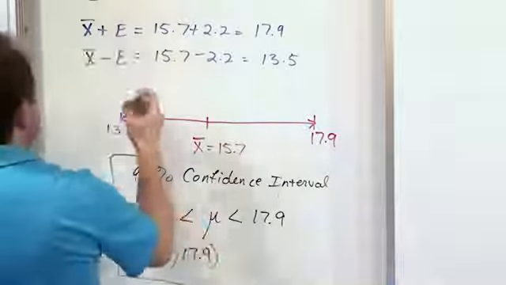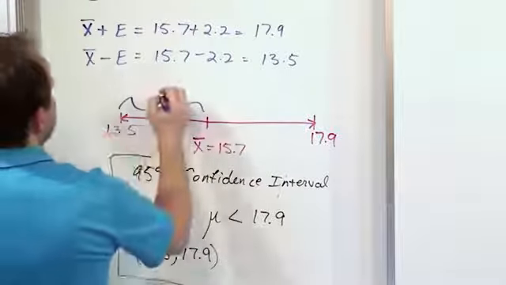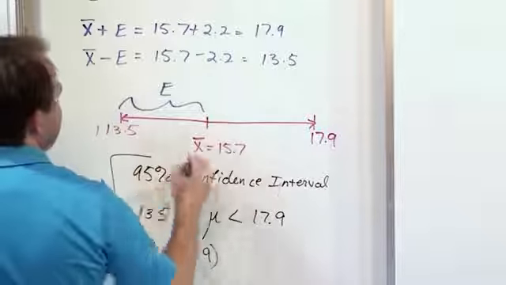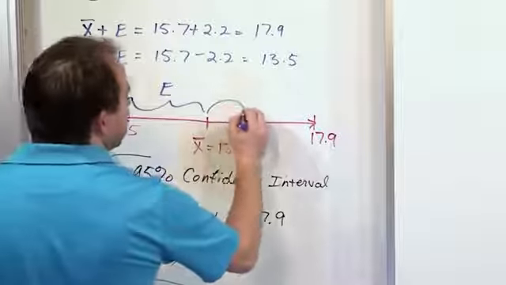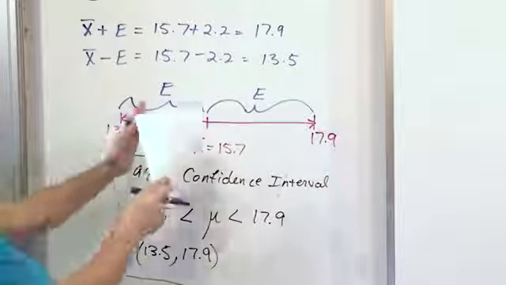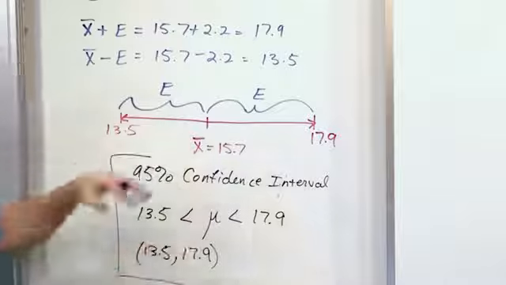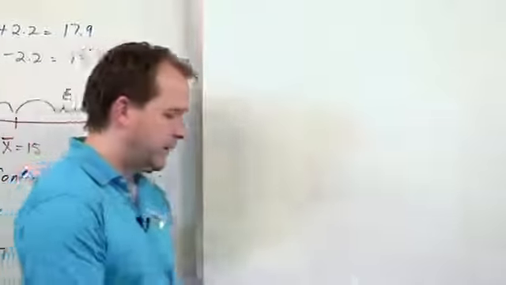And just to make it absolutely explicit, the distance from the point estimate to the lower guy is the margin of error. The distance from the center to the upper part is also the margin of error. So you go from the point estimate down one margin of error and up one margin of error. That's how you construct the confidence interval.